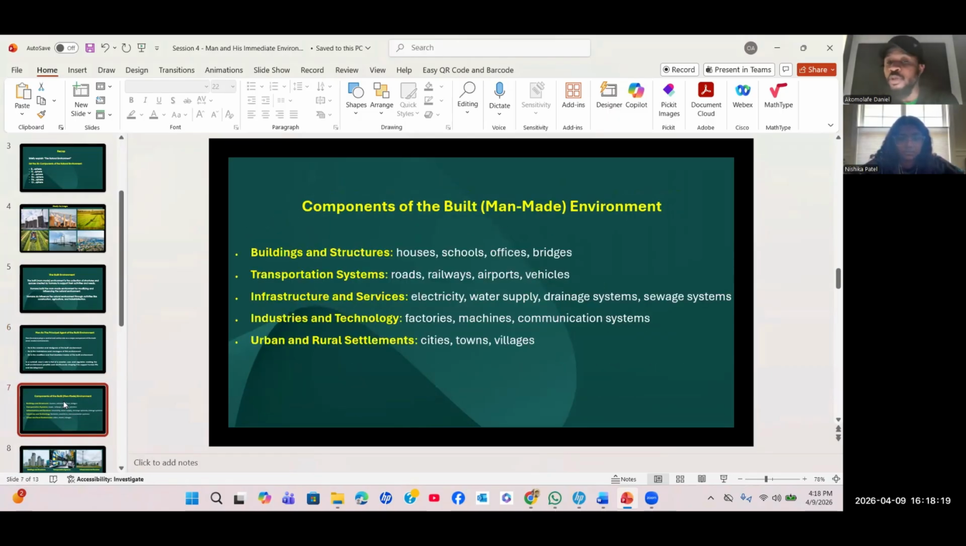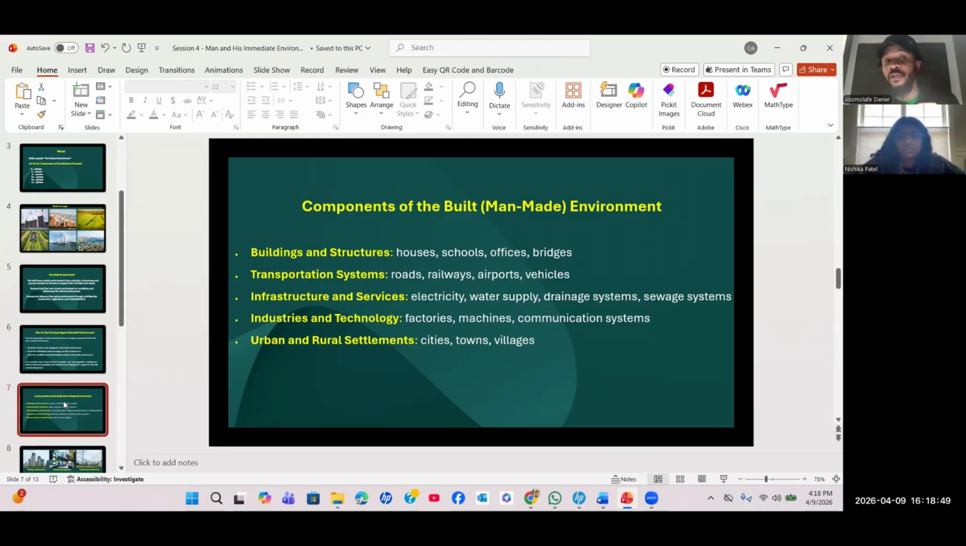So what are now the components of the built environment? The components are split into five. We have the buildings and structures, the transportation systems, the infrastructure and services, the industries and technologies, and then the rural and urban settlements. Those are the five major components of the built environment. Each of these components has its examples.